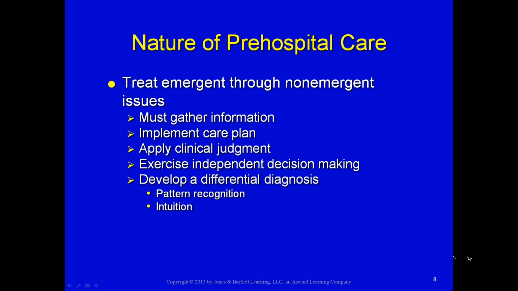And we have to be able to determine which is which. And in order to do that, we've got to gather the right information. We have to determine what sort of care plan we're going to use to take care of this patient. And care plan, protocol, whatever you want to call it, it's just that. We have to decide within our scope what we can provide this patient at this point in time, based on our assessment, that will lead to good outcomes. And that requires us to apply clinical judgment.